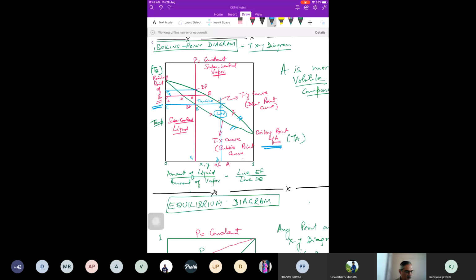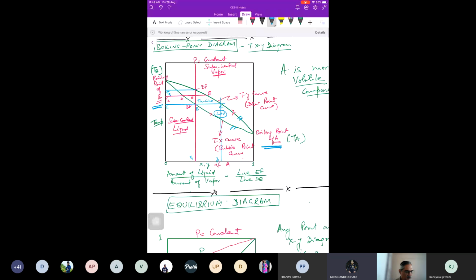किसी को याद नहीं है? मेरे पीसी में पढ़ाया था ना. रितेश? Bubble point is boiling point of mixture of solution. Temperature at which the mixture starts to boil.